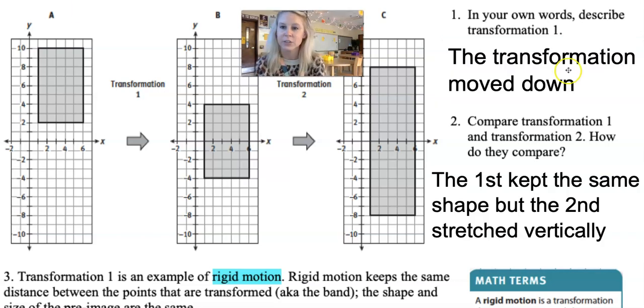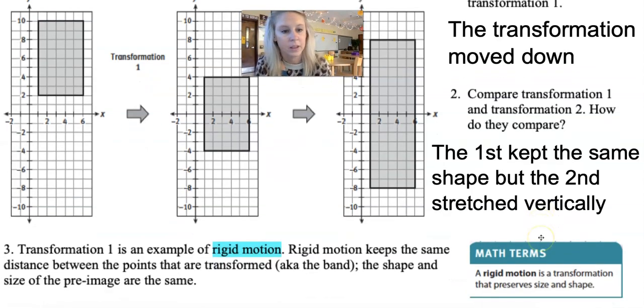Alright, so on the first transformation, I said it moved down. That's all it pretty much wanted. They were in this exact same vertical line, but it was just shifted down. The second one, they are a little bit different because the first one keeps the same shape and the same size, but the second one is stretched vertically, so it got longer. So if you said anything along those lines, that would be good. So the first one kept the same shape, the second one did not. It kind of stretched vertically.